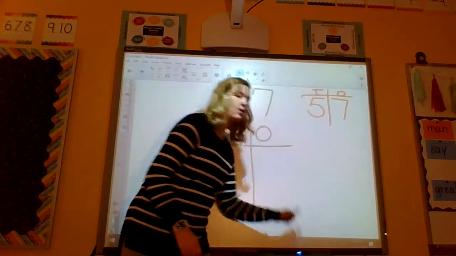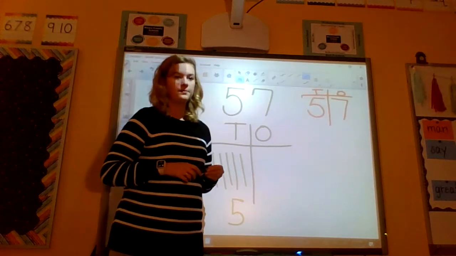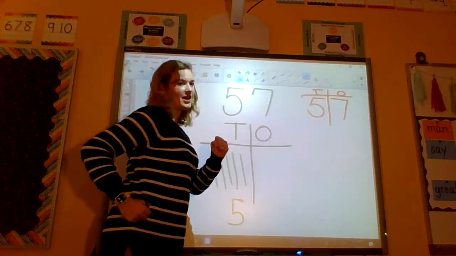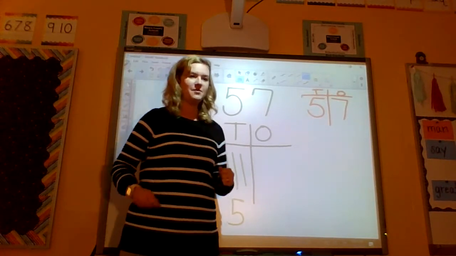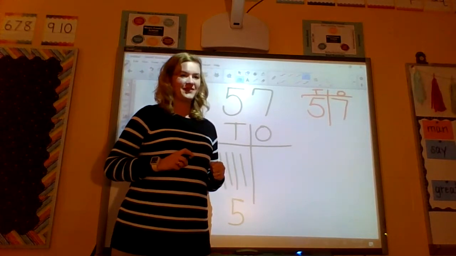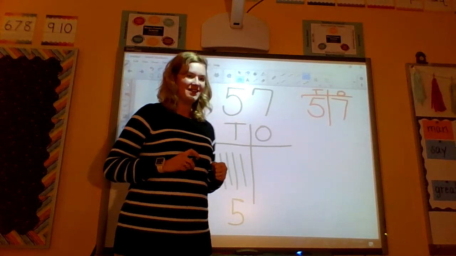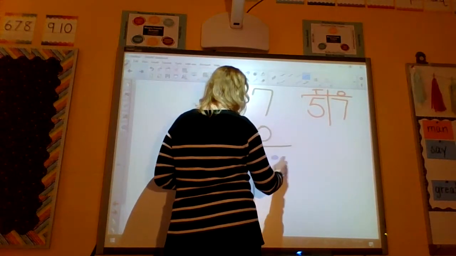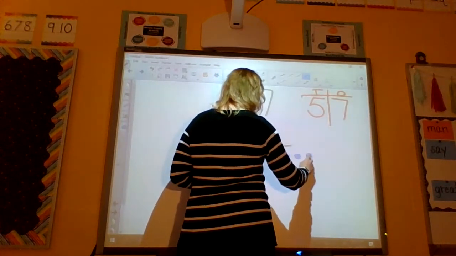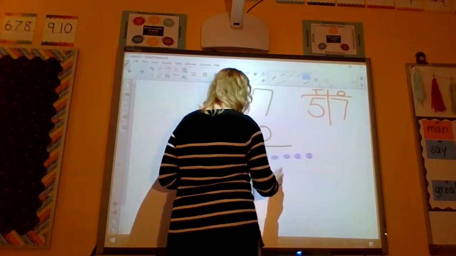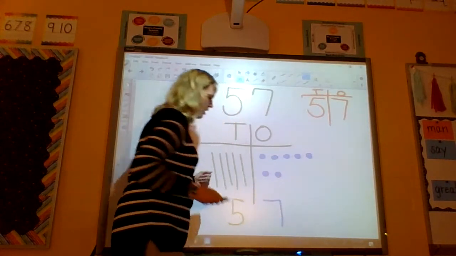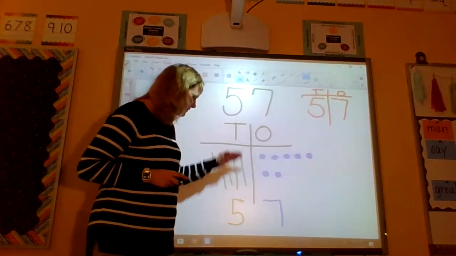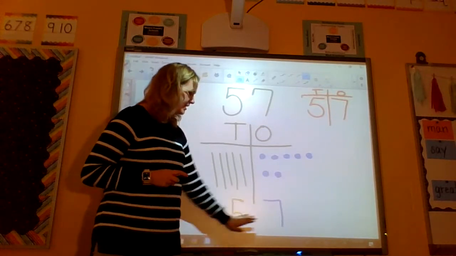Who could tell me how many 1s I'm going to draw? Egypt. How many 1s? Unmute yourself. 7. 7. That's right. I'm so glad you're on here too. 1, 2, 3, 4, 5, 6, 7. That's right. And if I counted these, I'd count by 1s, and they're worth 7. So I have 57. 50 plus 7 is 57.